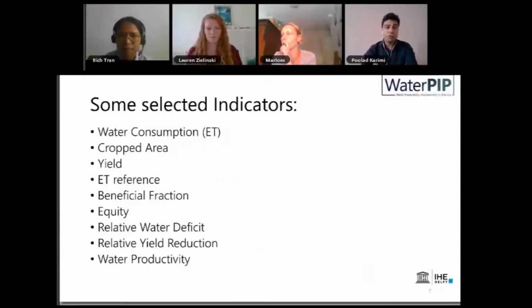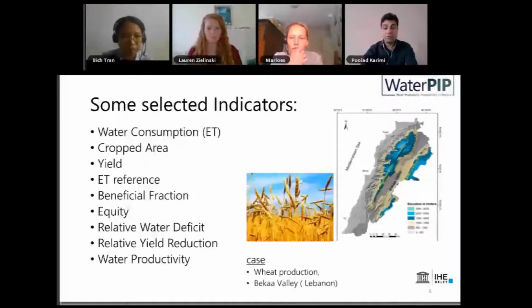What I want to show is a couple of the indicators that we can quickly do and then use for this kind of analysis. These include water consumption, which we look at through evapotranspiration, crop area, yield, reference evapotranspiration, beneficial fraction, equity, relative water deficit, relative yield reduction, and water productivity. These are some of the indicators that we can quickly calculate using WaPOR. And we will show this with a case study in Bekaa Valley in Lebanon.